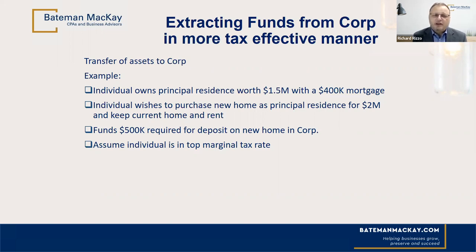So in order for the individual to pull $500,000 out of the corporation, that was going to cost them a $250,000 tax bill, essentially, again assuming top marginal tax rates. So we came up with a strategy where we asked, what can we do to get this $500,000 out of the professional corporation in a more tax efficient manner?